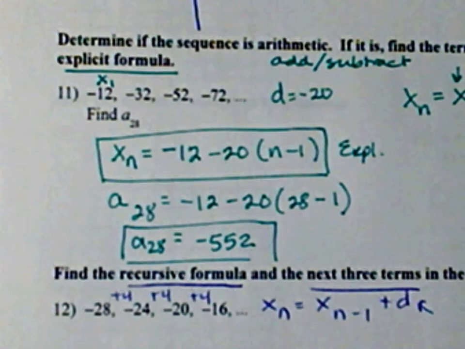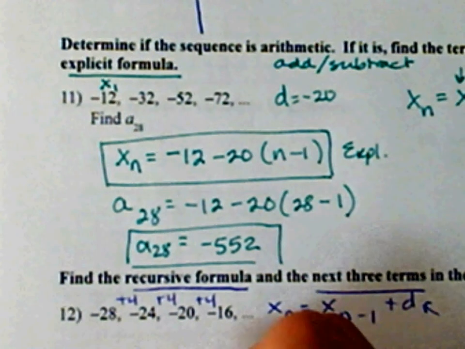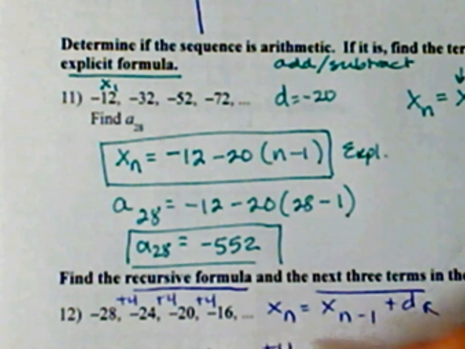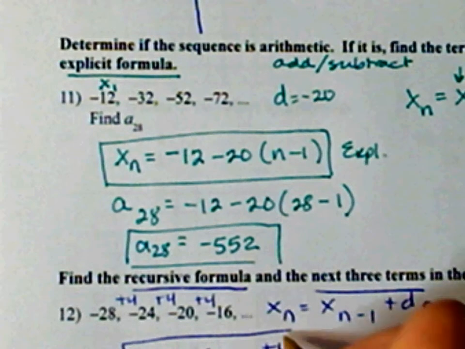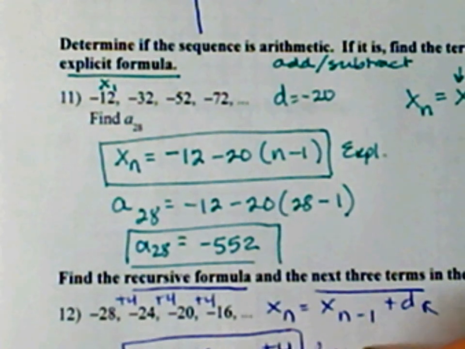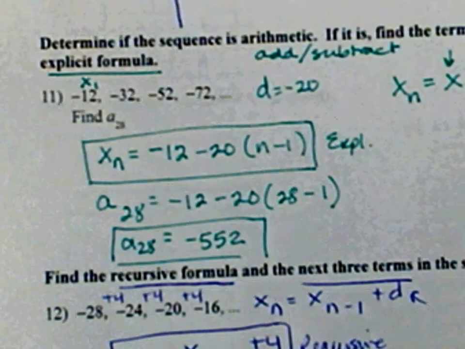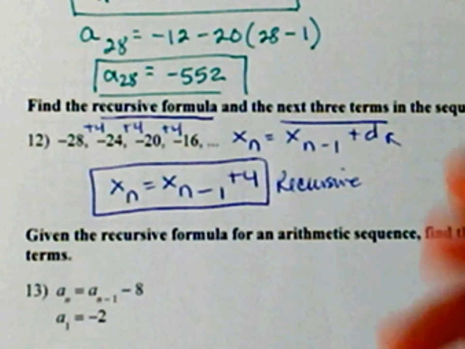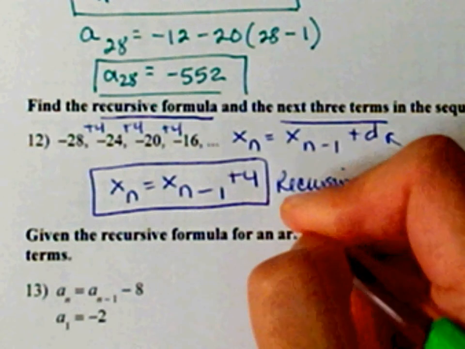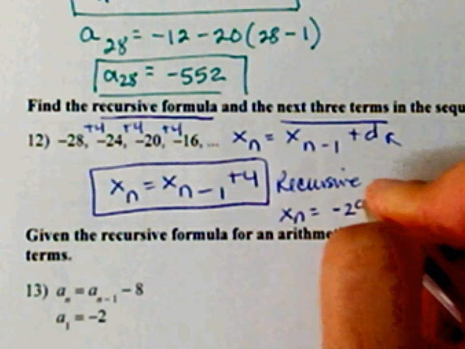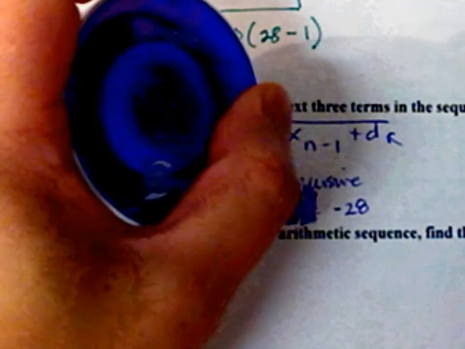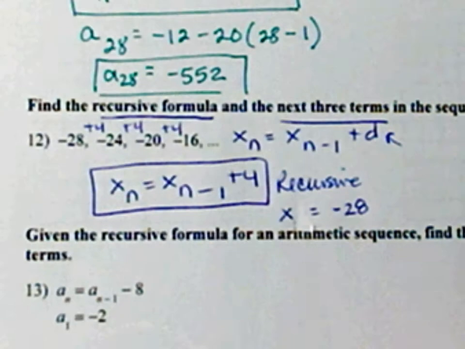Recursive formula looks like this. x of n is equal to x of n minus 1. What is your change? Plus 4. And there is your recursive formula. Now, you need to also add the first term. What is your first term? Your first term is negative 28. That's your first term, x of 1. So your first term is negative 28. And there you have your recursive.